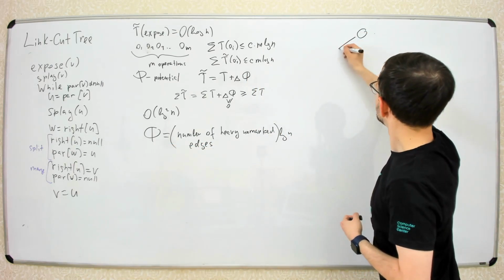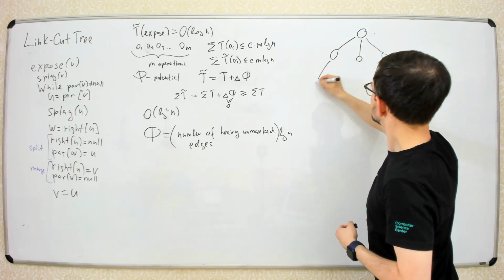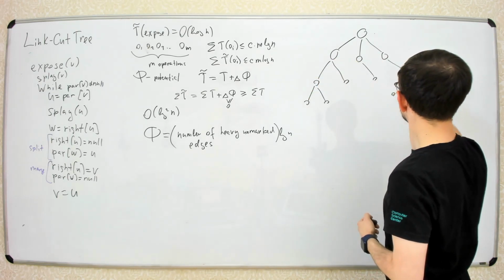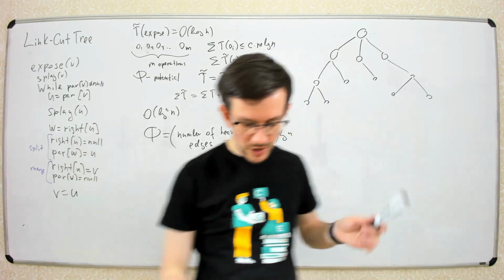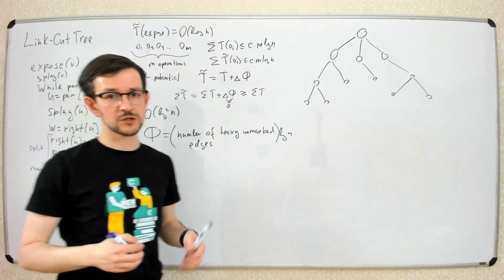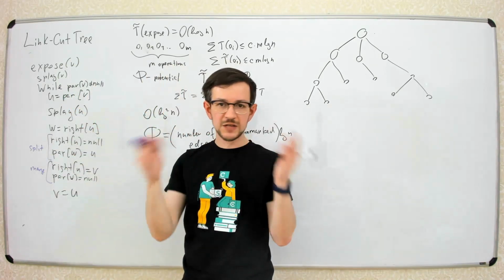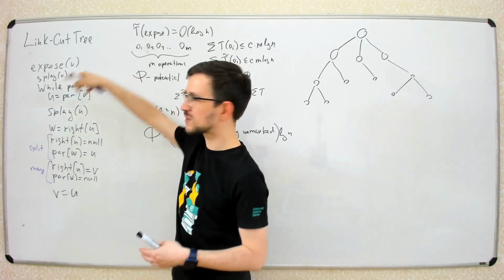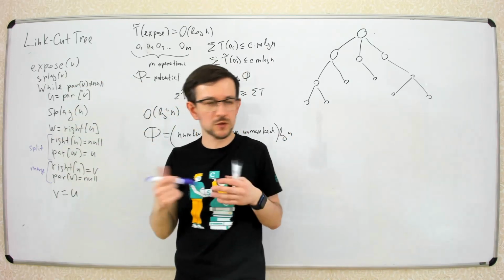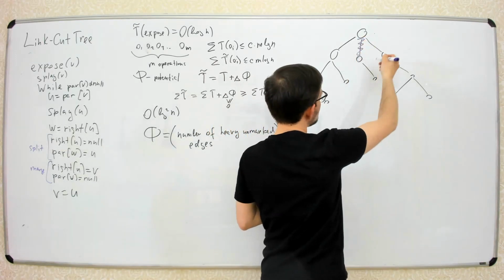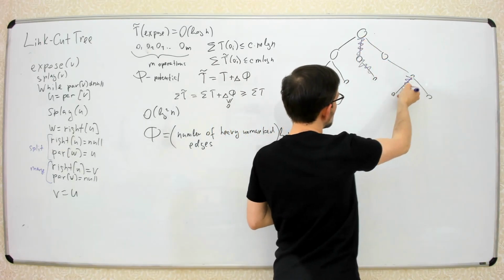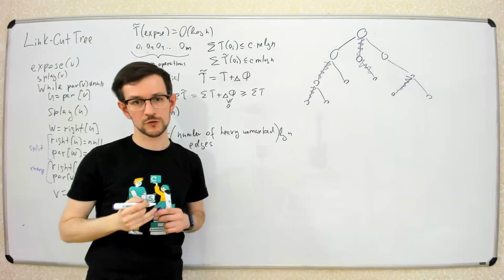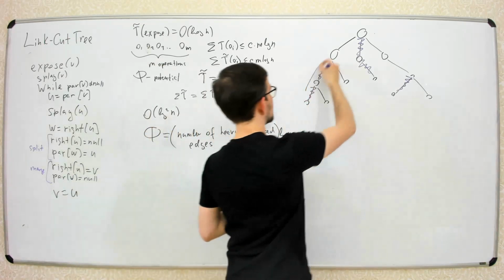Let's draw some. Let's have some more tree. Let's have something like that. Imagine you have some tree and you have some decomposition of this tree. So your link-cut tree may build any decomposition of your tree. You may call these exposes in some order, so any decomposition is possible. For example, you may have something like that. You may have this edge, and also this edge and this edge. So you have some decomposition of your tree.